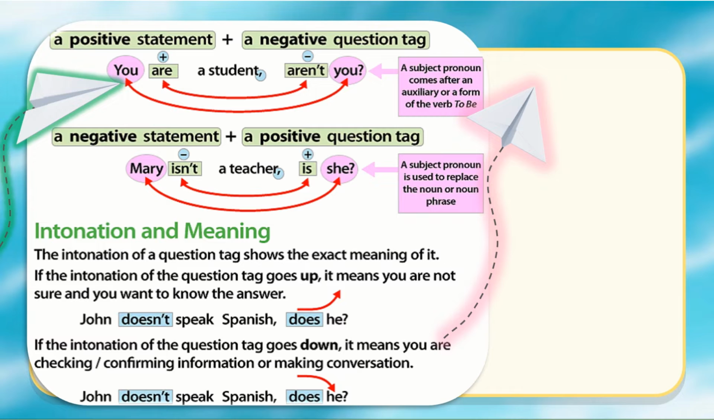Then we have, if the intonation of the question tag goes down, it means you are checking, confirming information, or making conversation. For example, John doesn't speak Spanish. Does he? If you notice here, you have to lower the intonation, right? Does he? So, a falling tone, however, means that the speaker is looking for an agreement, right?